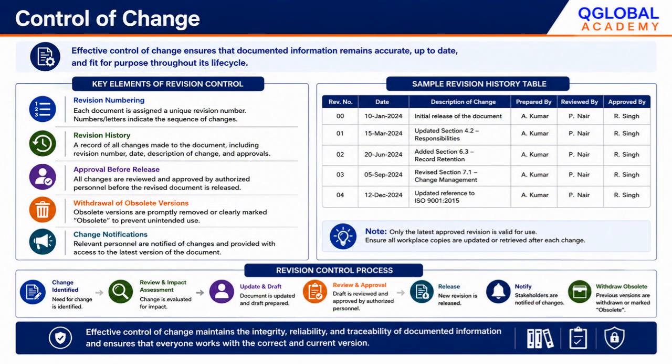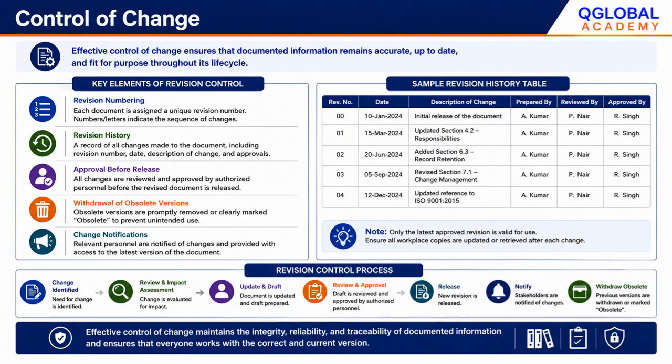This slide explains the control of change for documented information, ensuring that all documents remain accurate, current, and fit for purpose throughout their lifecycle. Effective change control is essential to maintain consistency, traceability, and compliance within the management system. The first key element is revision numbering, where each document is assigned a unique revision number. This helps track the sequence of changes clearly.